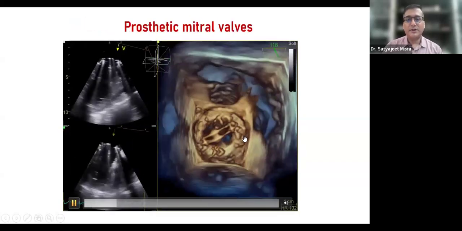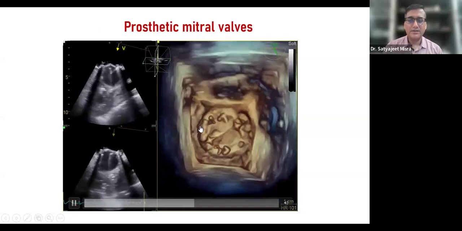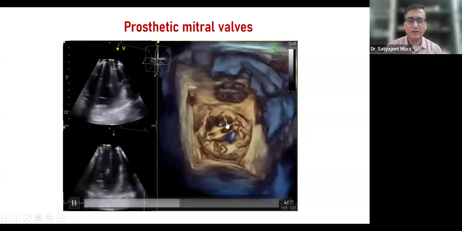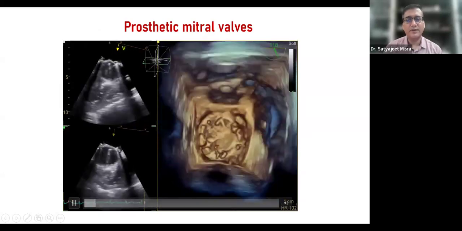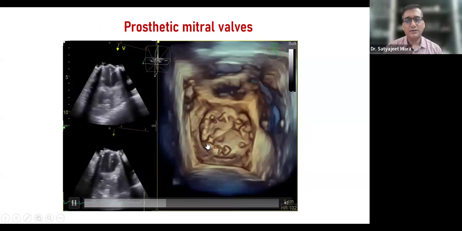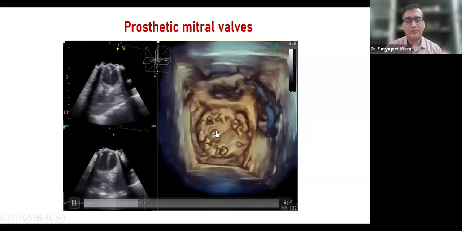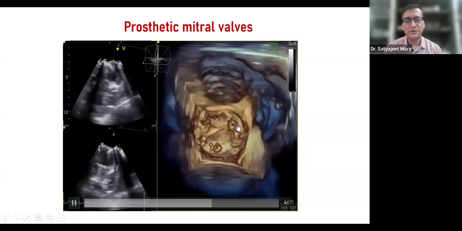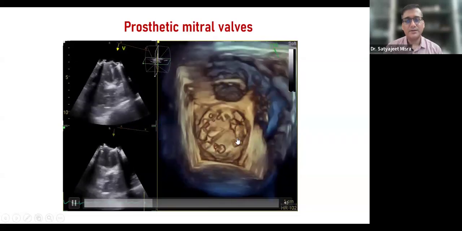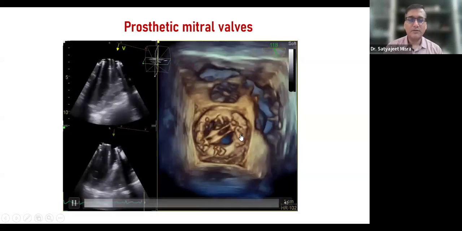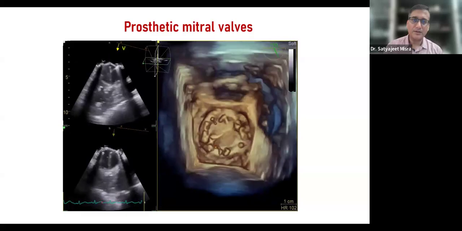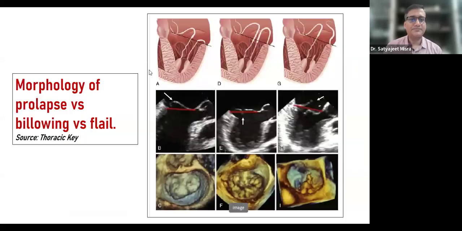So even let alone native valves, after the prosthetic mitral valve is put, you can not only functionally evaluate the prosthetic mitral valve in terms of the gradients, you can also see the occluder motion. You can see the sewing ring, whether there's a rocking motion of the sewing ring. You can see the sutures, whether there's any suture dehiscence, and so on and so forth. So this is a wonderful view to evaluate the prosthetic mitral valve function after mitral valve replacements.